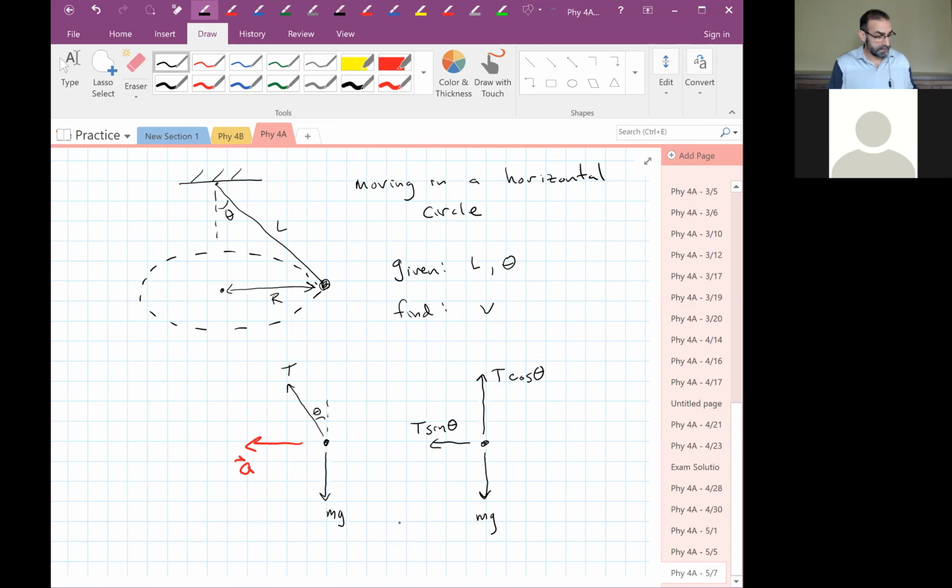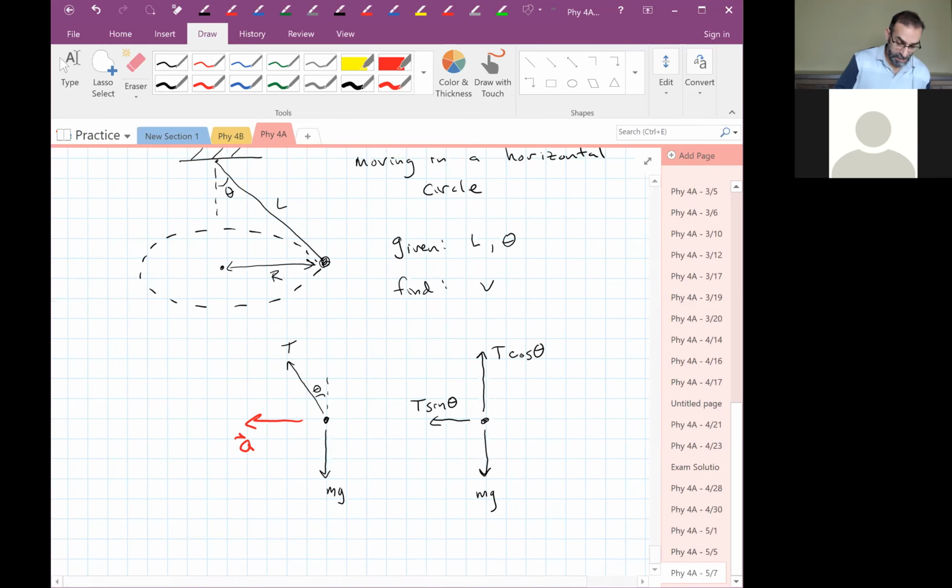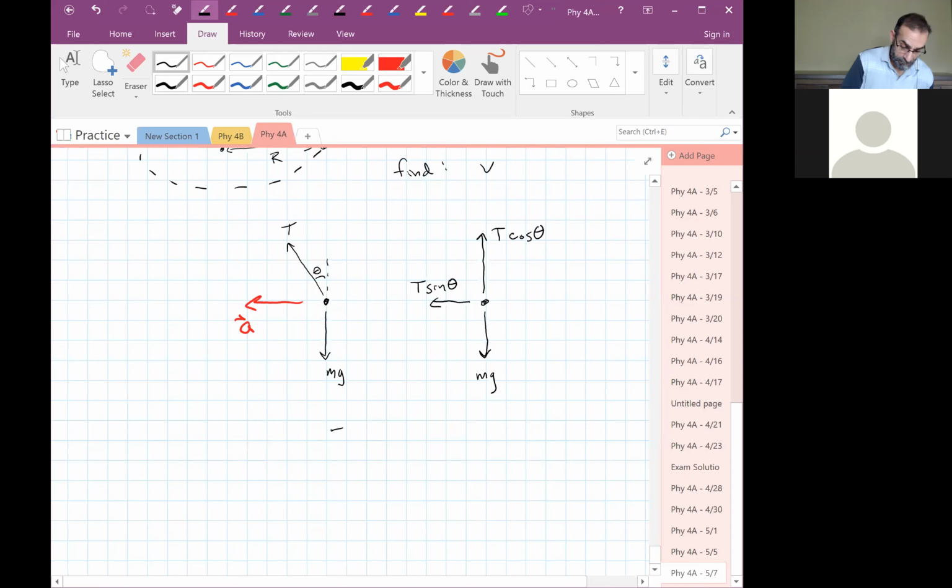All right, so what do we say? Sum of the forces equals ma. That's a vector equation. We can split that up into sum of the forces in the radial direction is m times a centripetal. Toward the center of my circle is where I like to pick my positive direction. And sum of the forces in the other direction is 0, right? There's no acceleration in that direction.